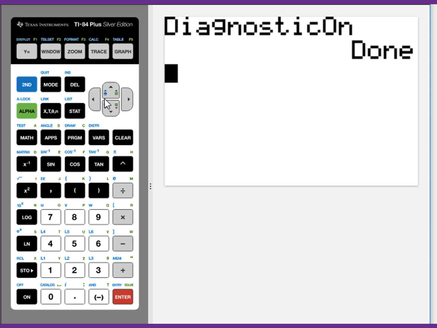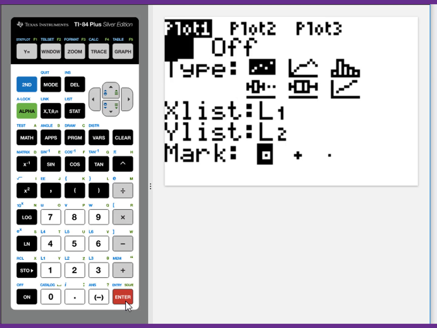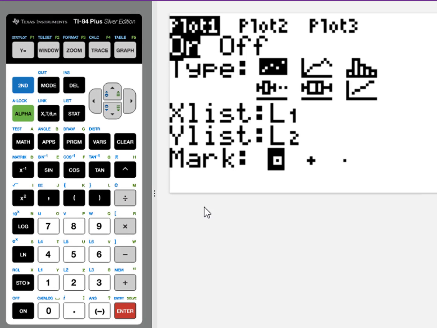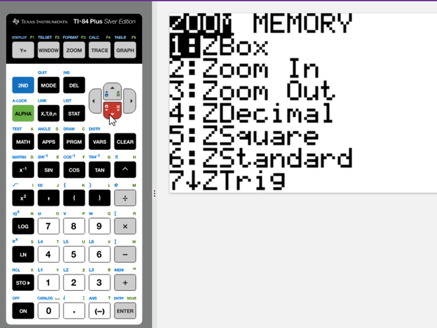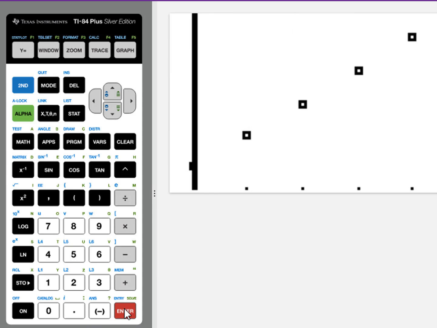Therefore, let's go to second Y. You will put Plot 1 on, so I press enter. You don't have to change anything for this part. Then you need to set up the window. We go to Zoom, then go to 9. That's ZoomStat. I press enter, and you can see the data shown on that window.